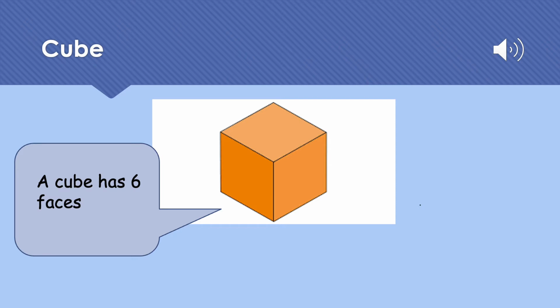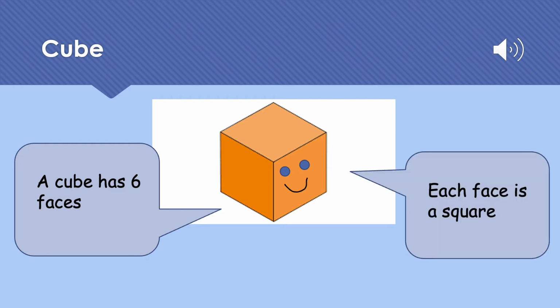The first shape that we're going to learn about is called a cube. Have a pause and see if you can say that word. Cube. A cube has 6 faces. Each of those faces is a square.